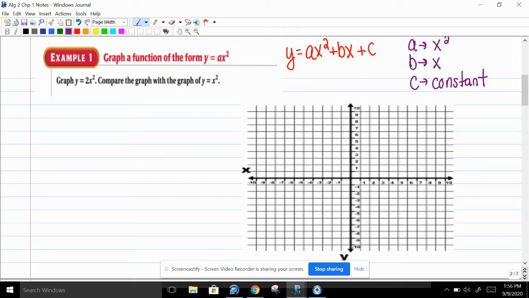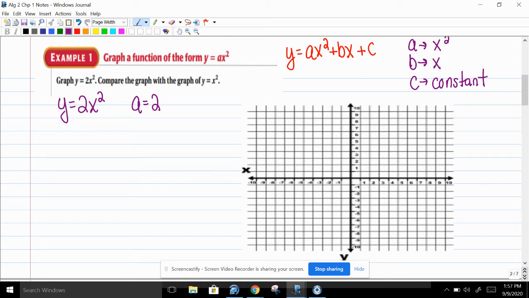Now, if you notice in this equation, we got y is equal to 2x squared. If we were identifying our coefficients, this equation is only going to have an a. A for this one is equal to 2 because that is the number that's attached to the x squared. There is no b because there is no x term. There is no c because there is no constant.